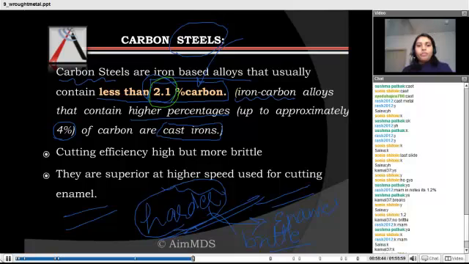So we are talking about the carbon steels, right? They have a high cutting efficiency, they are more brittle, and they are very good at high speed for cutting the enamel.